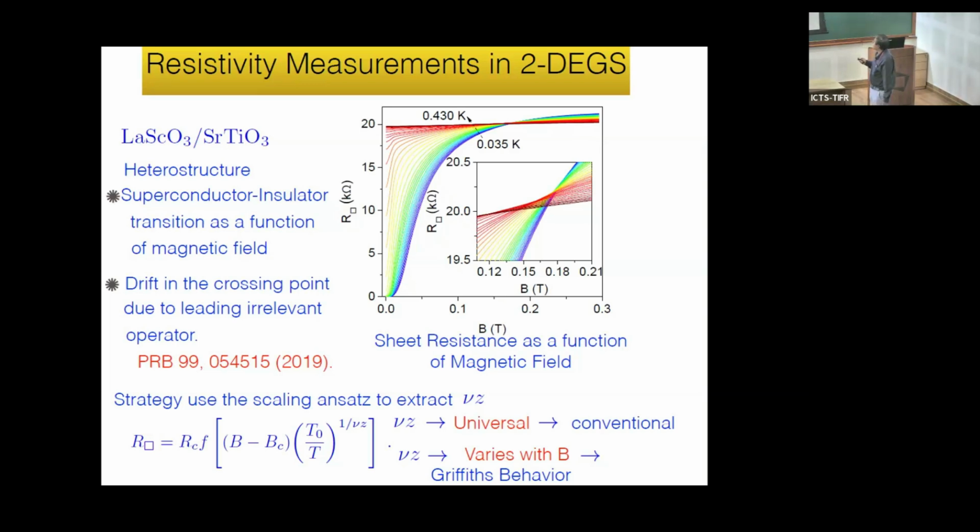So now what is our strategy? If you want to look at the smoking gun signature, you want to extract this exponent nu z, because if this exponent nu z changes with b or with the tuning parameter, then it says that there is a possible Griffiths phase around. If it's a constant, then it's just universal critical behavior, right?